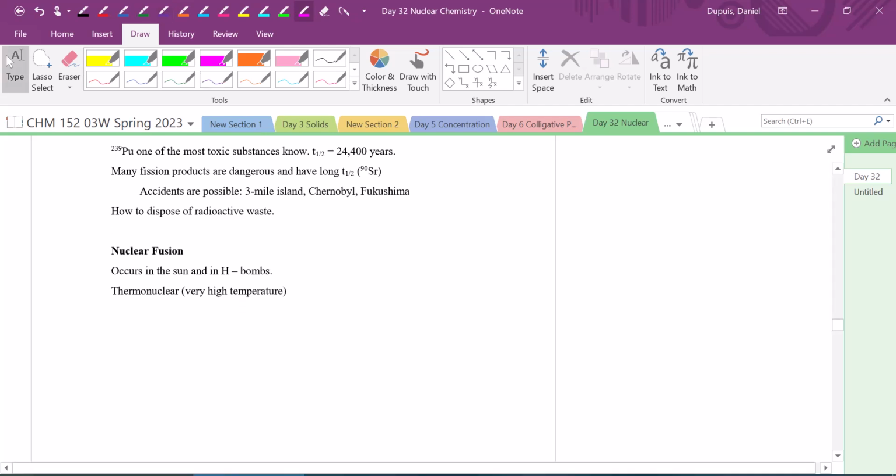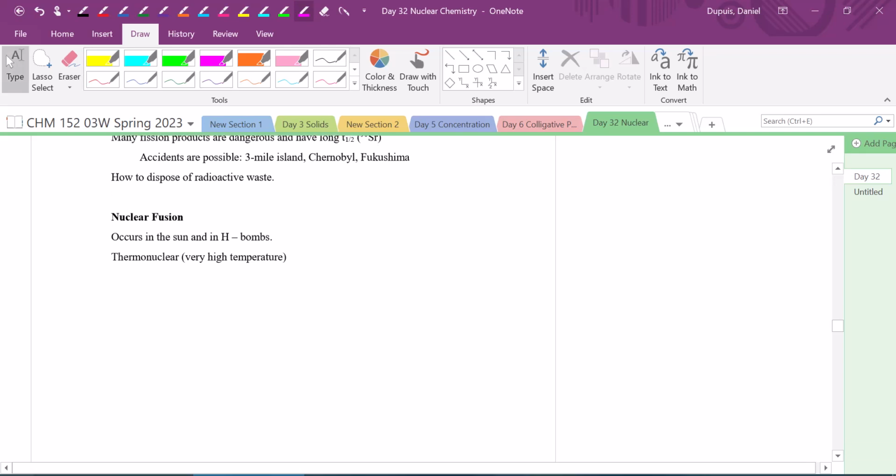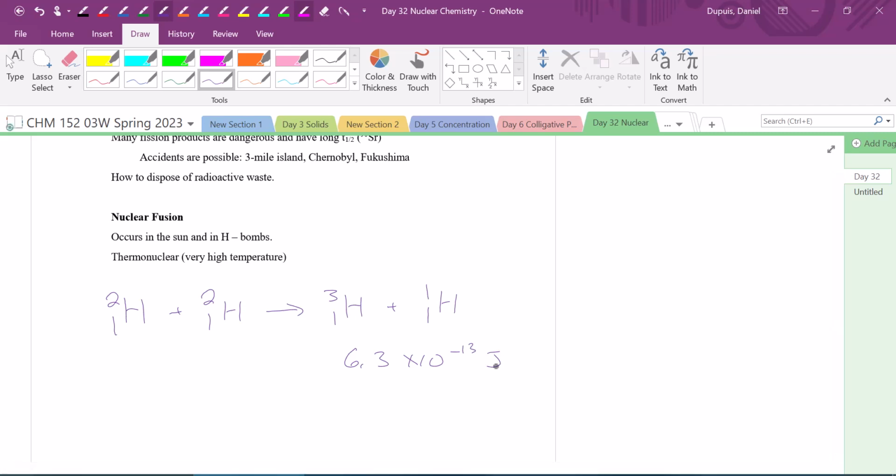Very high temperature. And so, for example of nuclear fusion, you've got deuterium, 2 1H, plus deuterium, 2 1H, going to tritium plus hydrogen, right? And that gives you 6.3 times 10 to the negative 13 joules per each atom. Well, as you can probably multiply that by a mole, you can start seeing how that gets pretty high in energy pretty quickly.